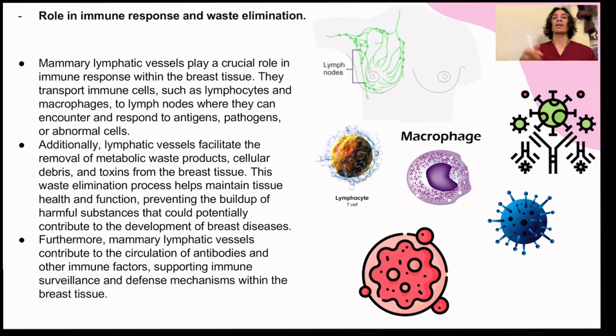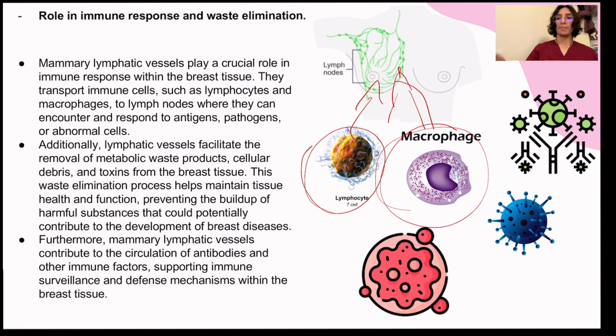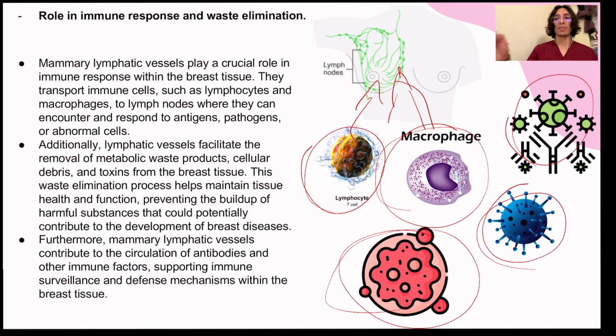Mammary lymphatic vessels play a crucial role in immune response within the breast tissue. They transport immune cells, such as lymphocytes and macrophages, to lymph nodes, where they can encounter and respond to antigens, pathogens, or abnormal cells.